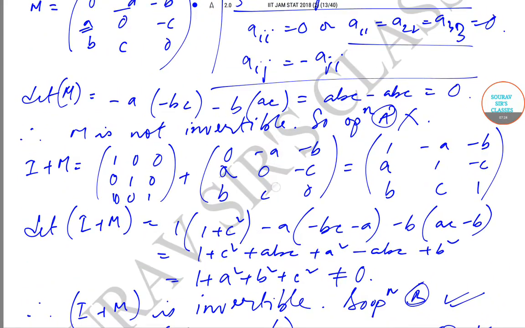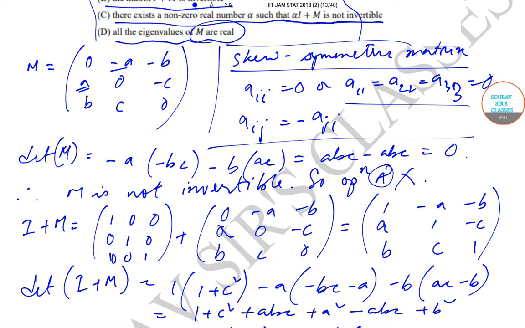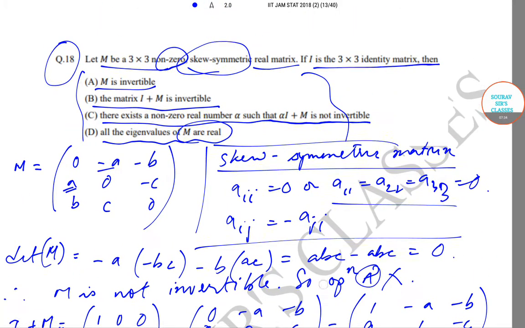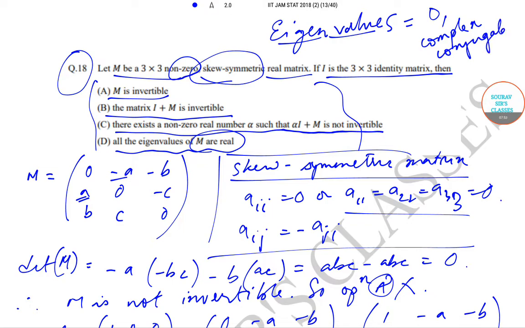And now for option D, let me give you a concept associated here. The concept is that all eigenvalues of M are real. Now we know that if M is a skew-symmetric matrix, there are 3 eigenvalues associated for a 3 cross 3 matrix. One is 0, and the other two are complex numbers, which are complex conjugates. So one is real, and 2 are imaginary, which are complex conjugates. So we can see from here that all eigenvalues are not real for a skew-symmetric real matrix. So after checking all the options, we have come down to that only option B is the correct option.